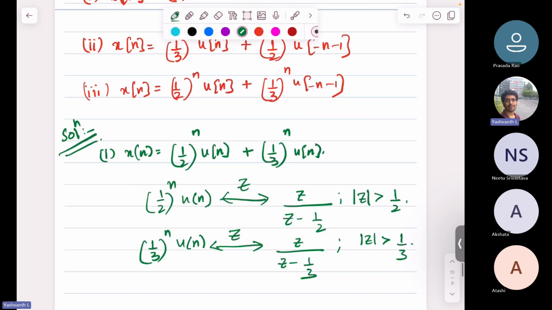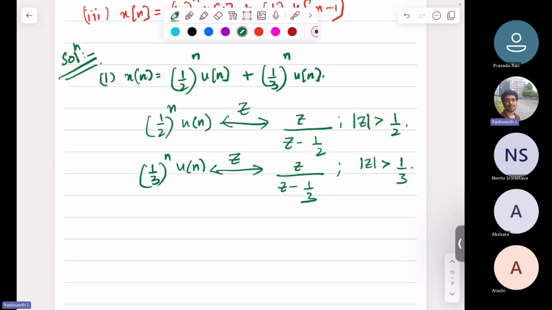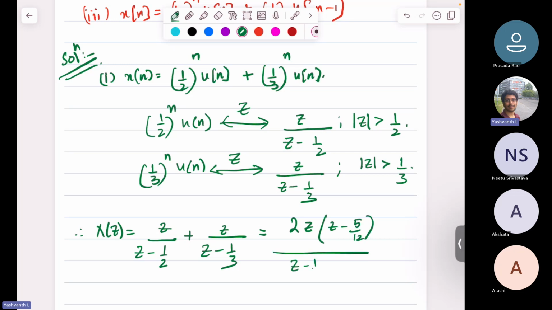Now we need to find the pole zero plot. So for the pole zero plot, what should you do? You should first find the zeros and poles. That means first find out the x of z. Therefore, your x of z is nothing but z by z minus half plus z by z minus 1 by 3. If you simplify this, you can show that this can be written as 2 into z times z minus 5 by 12 over z minus half into z minus 1 by 3.